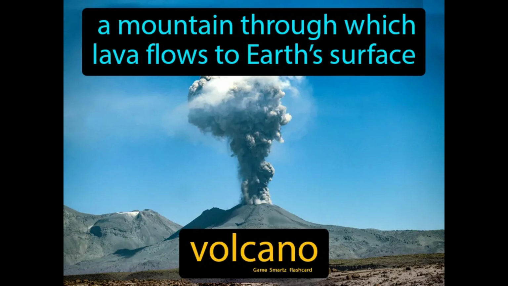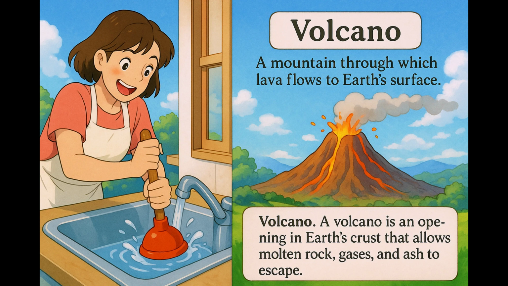A mountain through which lava flows to Earth's surface: volcano. A volcano is an opening in Earth's crust that allows molten rock, gases, and ash to escape. Imagine you're trying to unclog a stubborn kitchen sink drain that's backed up with water. Just like the pressure builds up in the pipes until the blockage is cleared and the water flows out, a volcano is a mountain where pressure builds up from molten rock beneath the Earth's surface until it erupts as lava.